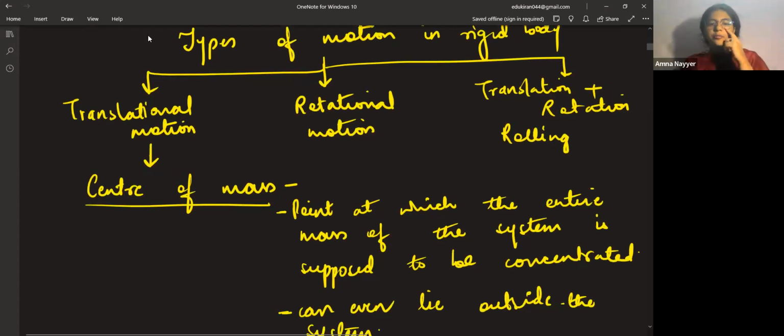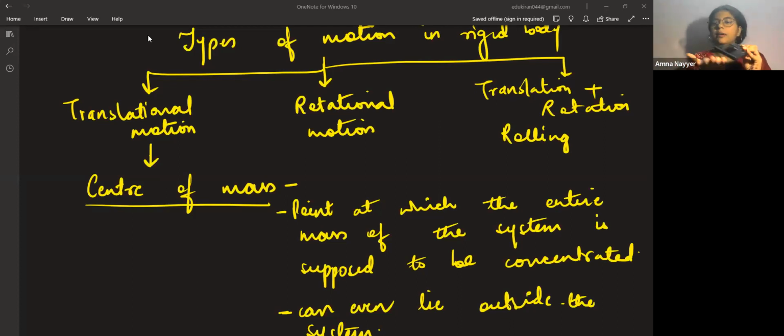Now class, the types of motion that we'll be studying. When the body moves in one direction, in one axis, that is known as translation motion. It can be in two axes also, that is known as motion in a plane. Now, when the body's axis is fixed and it begins rotating, that is known as pure rotation motion. There can also be mixed rotation and translation.